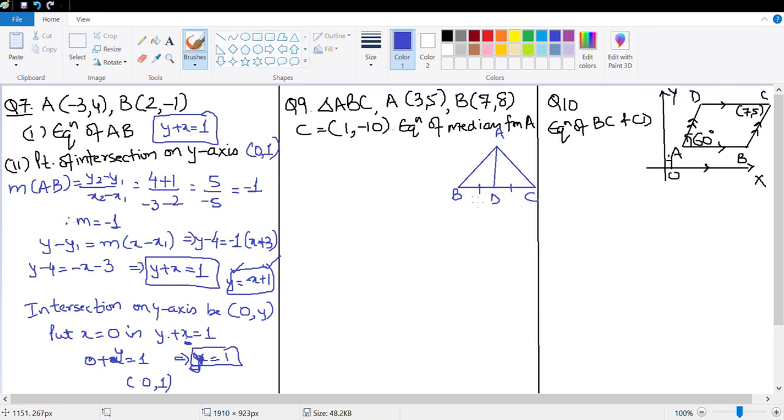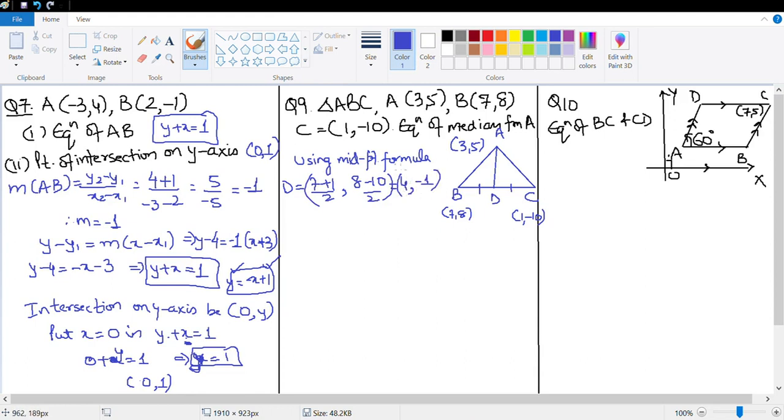So let's first calculate the coordinates of D. I know the coordinates of A. Coordinates of A are 3, 5. Coordinates of B are 7, 8. And coordinates of C are 1, negative 10. So using midpoint formula, basically I'm trying to find the value of D. D will be equal to 7 plus 1 upon 2 and 8 minus 10 upon 2. So that's 4, 8 minus 10 is negative 2 upon 2, which means negative 1. So I have calculated the coordinates of D, which means 4, negative 1.